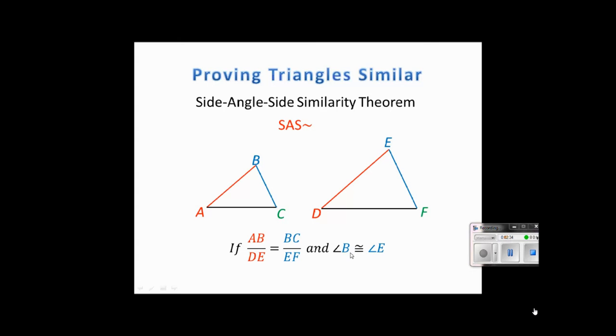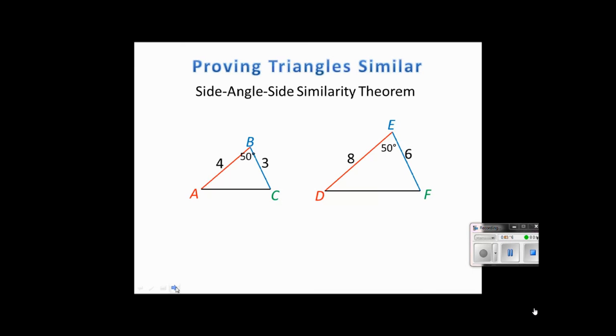And then of course I can't forget about the angles. I need to have the included angle in between the two sets of corresponding sides that are proportional. Then that's enough to show that they are similar. So triangle ABC is similar to triangle DEF.